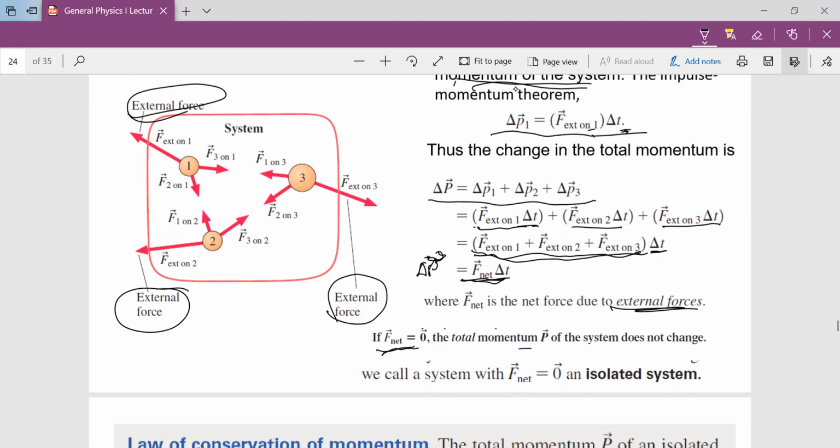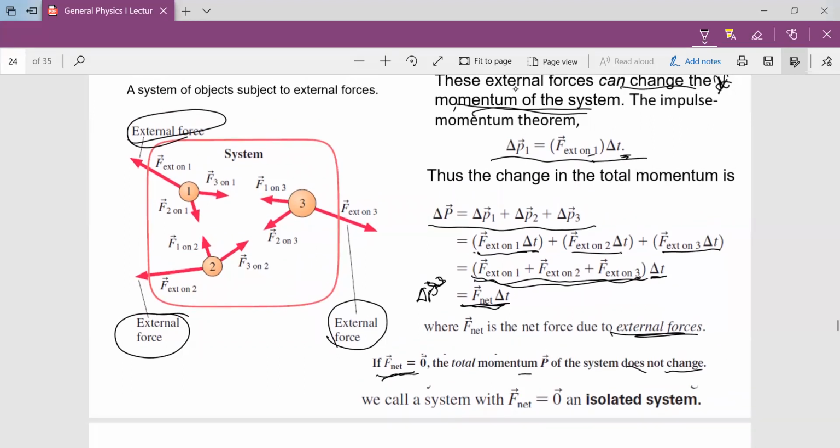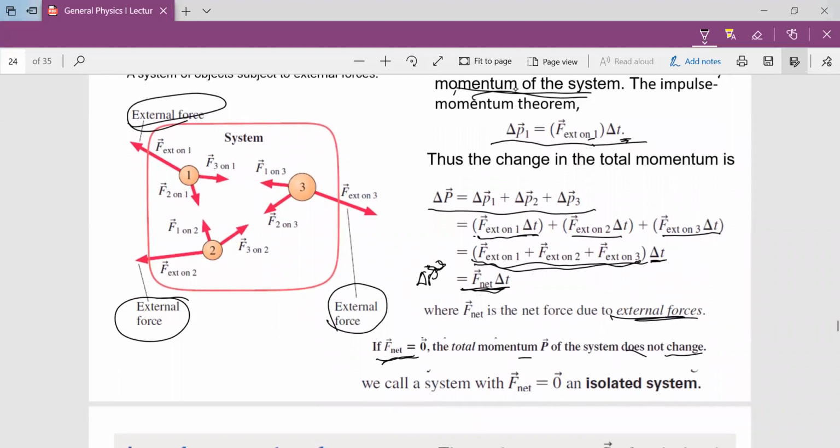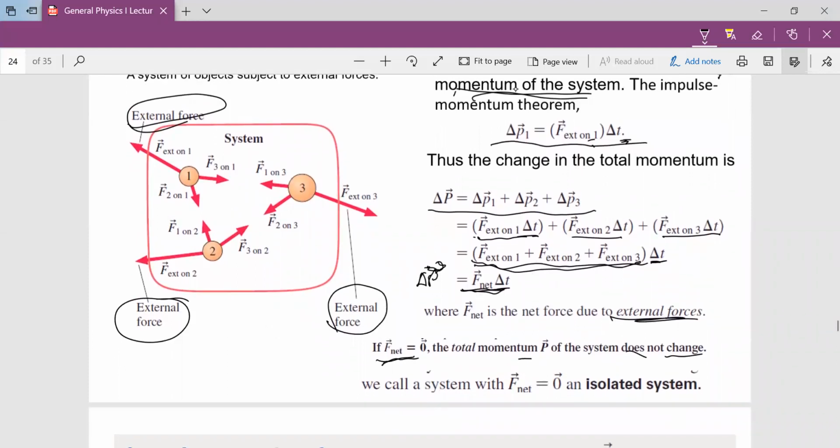The total momentum of that system will then remain unchanged when there is no net force that will bring about that change. So for a system that has no net force, we say such a system is an isolated system. So this should give you an idea of the definition of an isolated system, because we have several kinds of systems. All right. So the isolated system with net force equal to 0 will always have its momentum conserved.